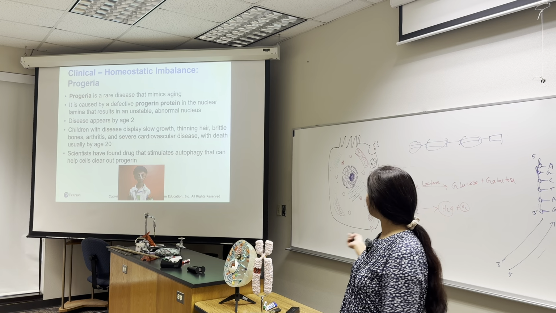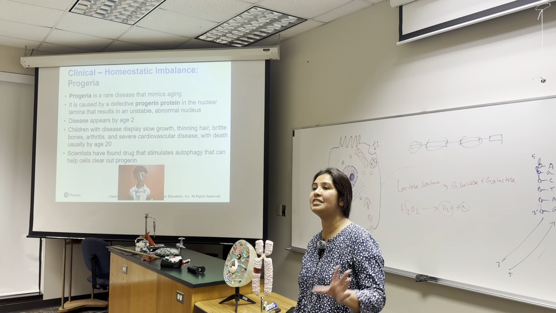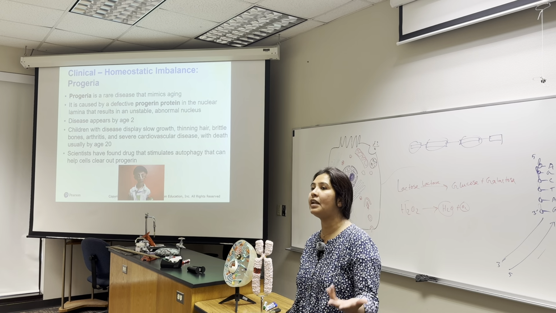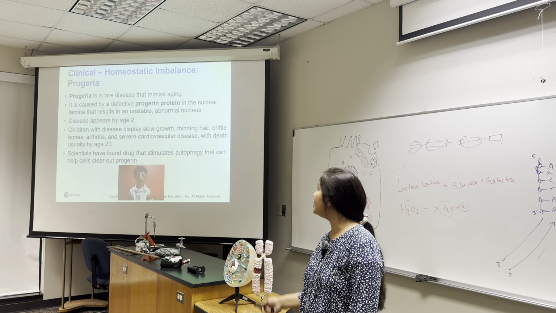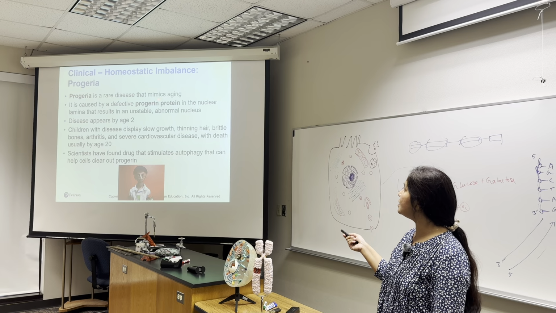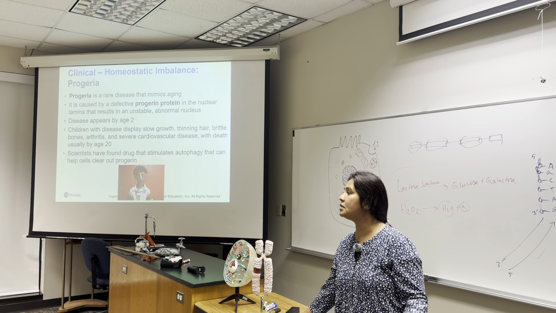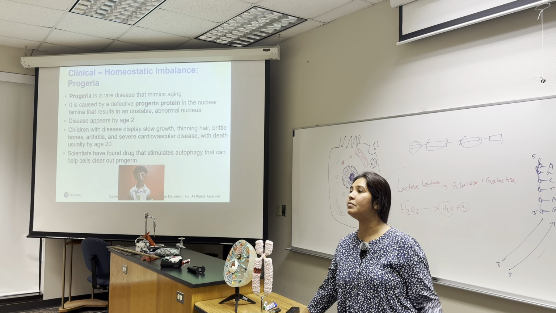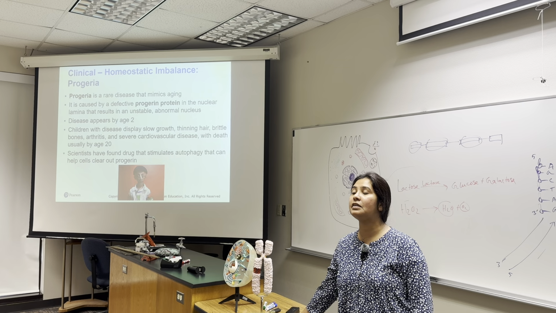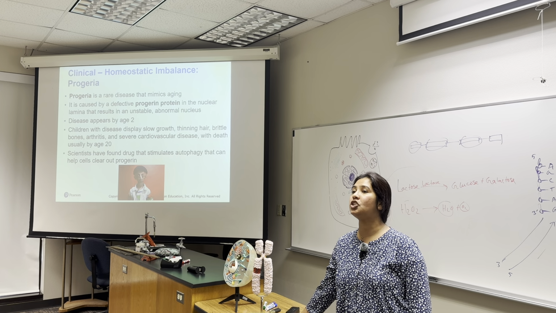And then all the processes that we have been talking about, protein synthesis, DNA, all this, if you have a mutation in the DNA, you will have a bad protein, right? So for example, one of the diseases is called progeria, a rare disease that mimics aging. It is caused by a defective progerin protein. So what does it mean? Probably your DNA did not have the proper recipe to make the proper progerin protein. Due to that, you are making a defective progerin protein, which will make you look very aged.